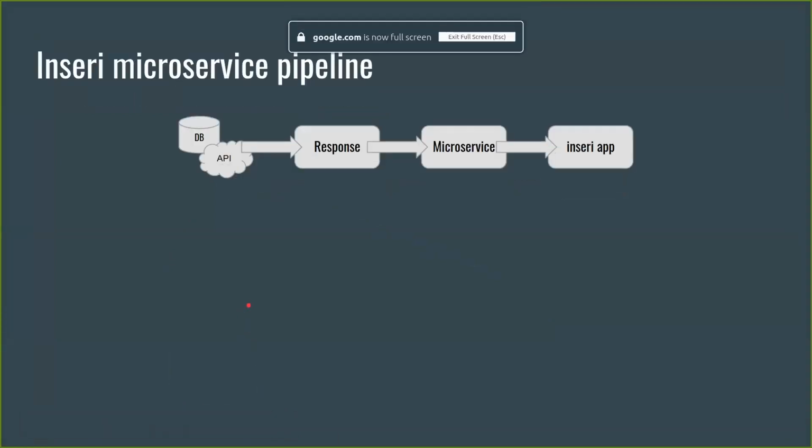So what I'm going to show now is what we call the in-series microservice pipeline. In a very basic form, that means we are going to query a remote hosted database, catch the response, and transform that response by the use of a microservice, and then pipe it through to an in-series app. So in-series can actually deal with what we get here.